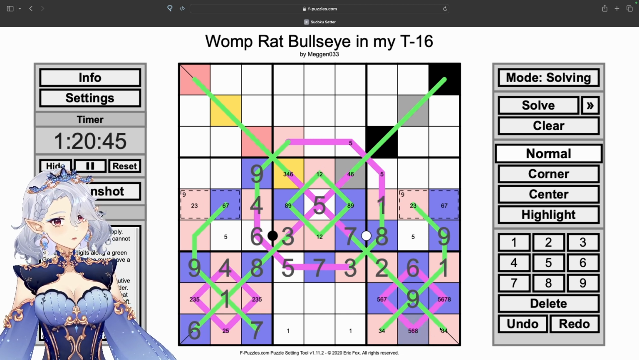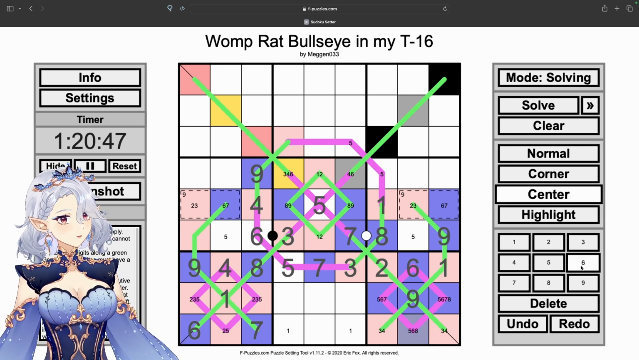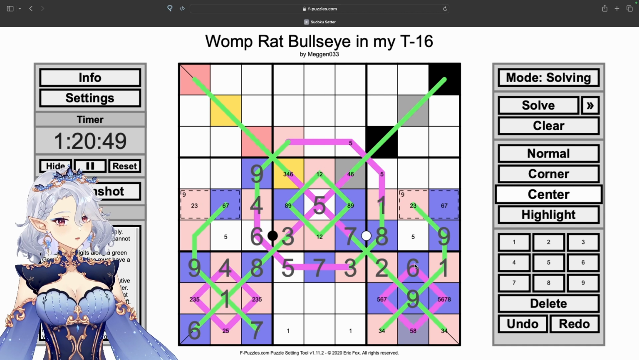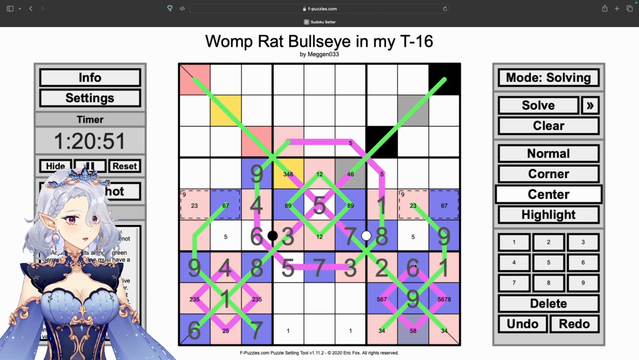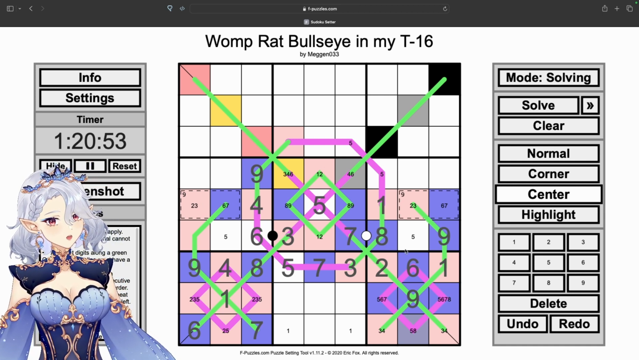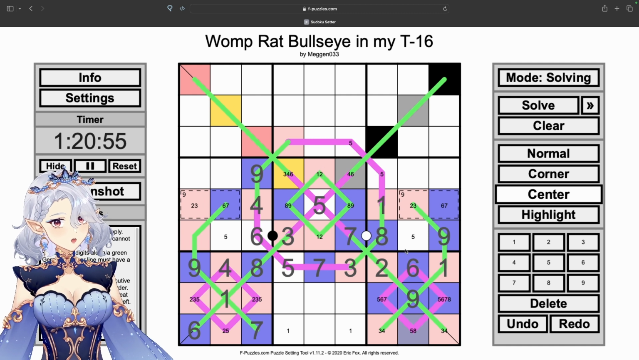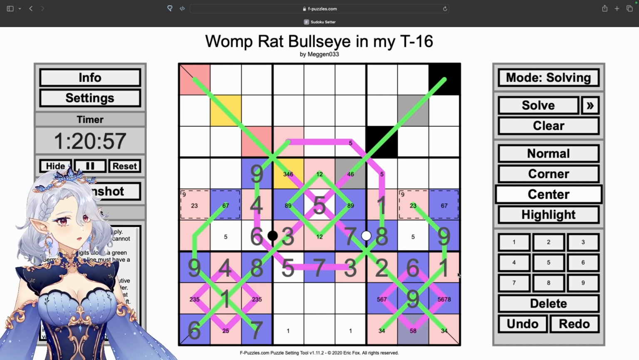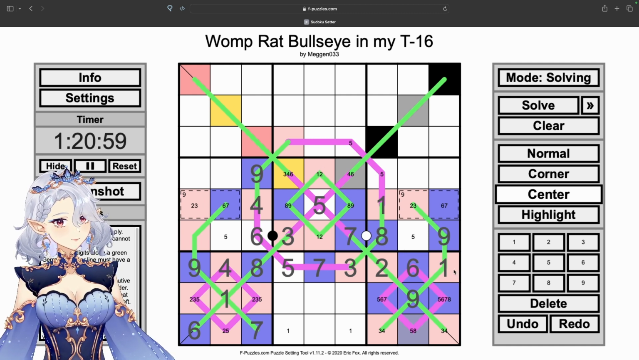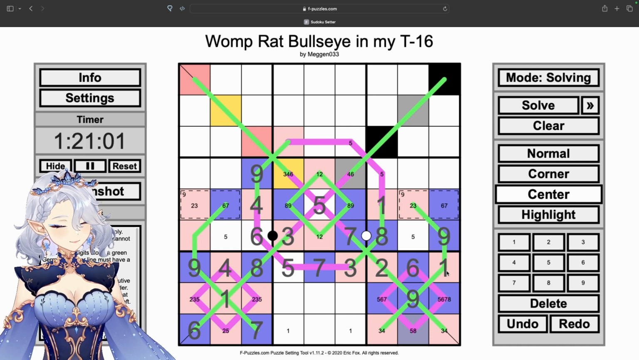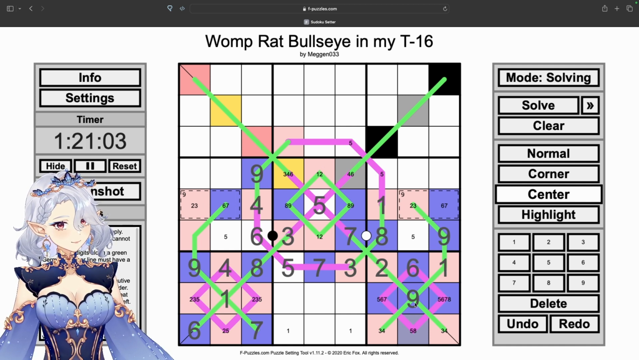Then this one cannot be a 6. We have a 5-8 pair here. Is there more? Not yet. Not yet.